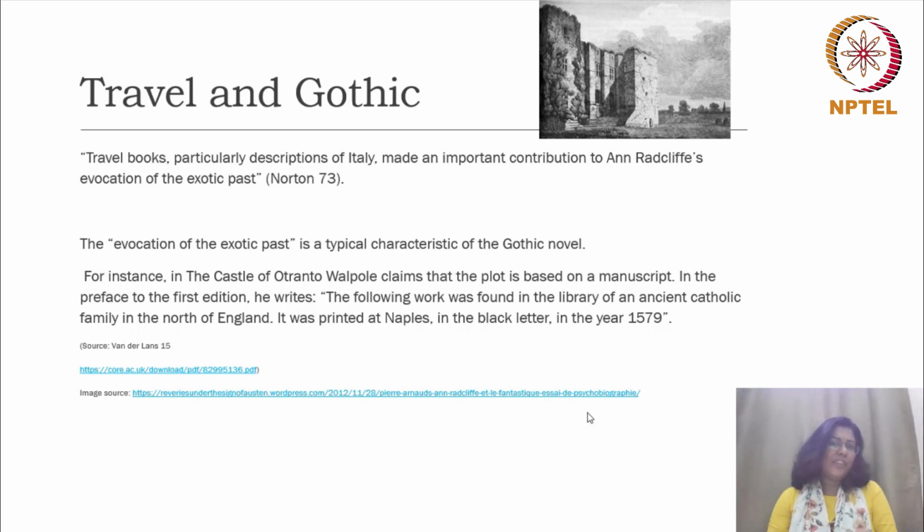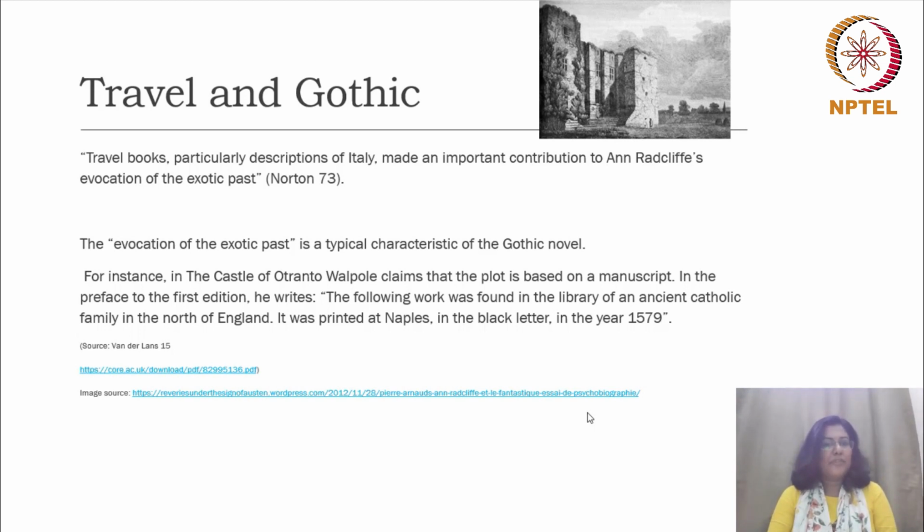The evocation of the exotic past is also a typical characteristic of the Gothic novel. So it's an important motif, and we also should remember that the effect of the past on the present is also one of the discourses of the Gothic novel. Now, we have examples of this kind of relationship between the past and the present.